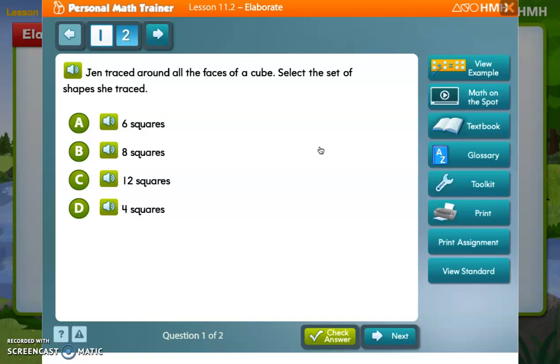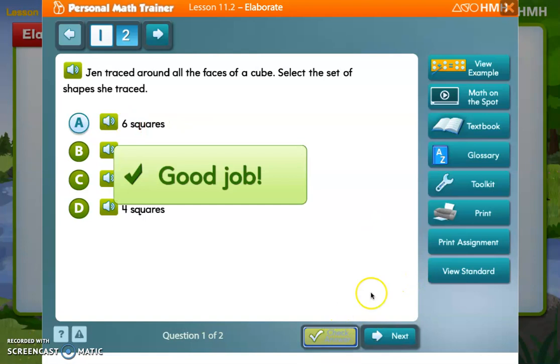And if you remember, we counted all of the faces of a cube. So remember, there was one on the bottom, right? One on the top. There was one in the front of the cube, one in the back of the cube, and then there were 2 on the sides of the cube. So that means that a cube has 6 faces. And again, they're all made up of squares, so we would select 6 squares. Good job! Okay.